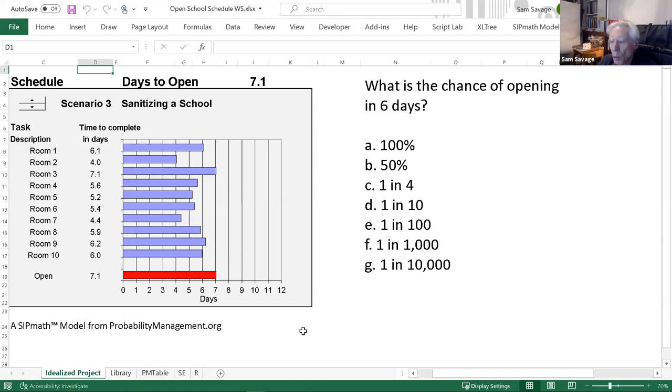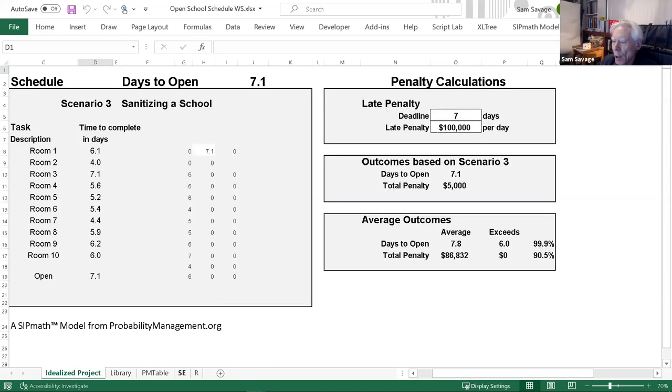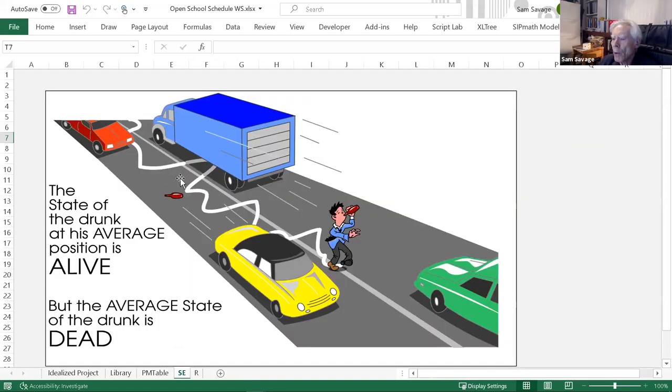So I want to leave you with one more sobering example of the flaw of averages here. I should show two more real quick things, because I want to give you the direction that Matt has been headed on this, who's been doing great work in this area. The first thing is, here's a more sobering example of the flaw of averages. Consider a drunk wandering back and forth on a busy highway. His average position is the center line of the highway. This means that the state of the drunk at his average position is alive, but on average, he's dead. That's not close enough, you know, even for government work. And you're in government work.